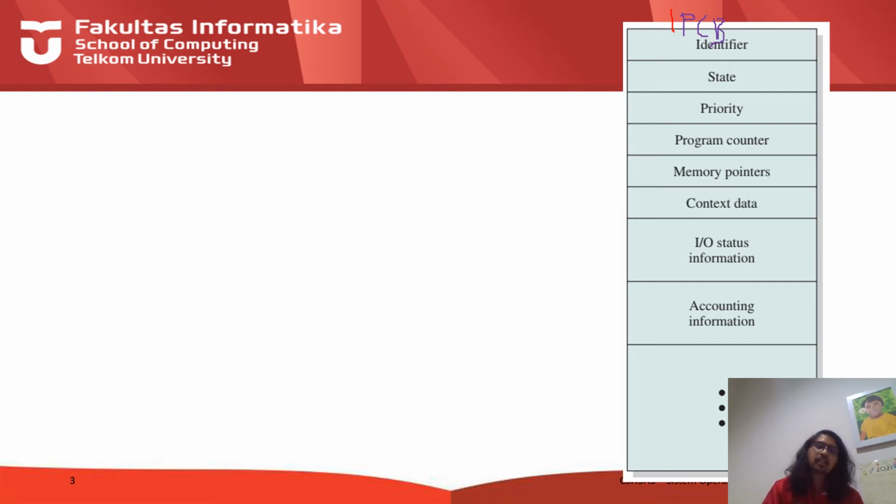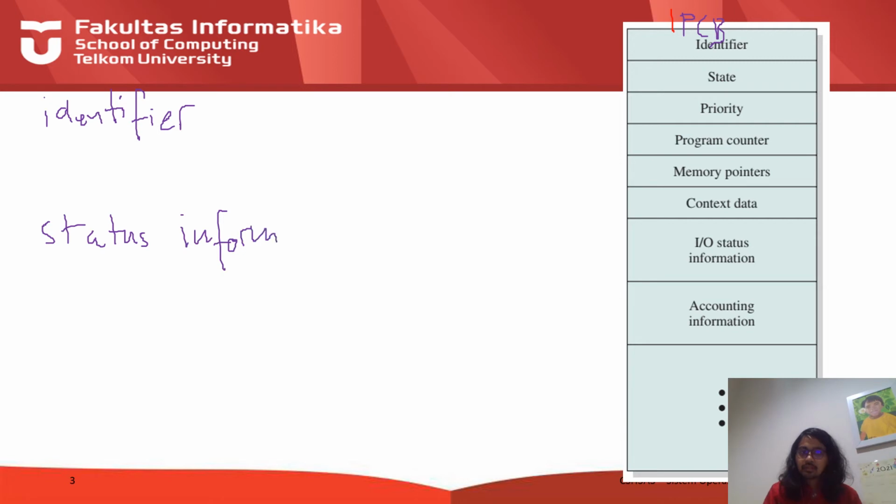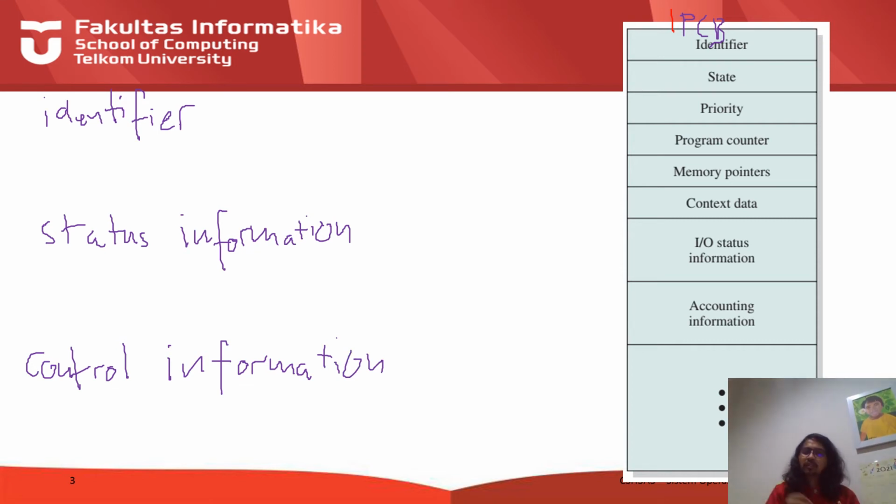It is divided into three main parts, which is the identifier, and then we have status information, and then lastly we have control information. Identifier relates to anything that identifies a process, which is this part here.